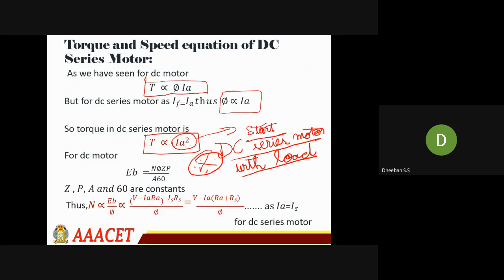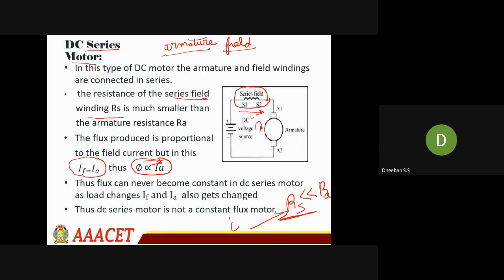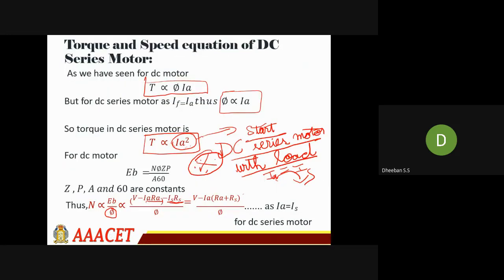Now you have to substitute your V. Here the phi terms come out. But in the previous case of a shunt motor it was a constant, so we omitted it. But now V minus IA RA minus IS RS, as this is in series. So finally you will be getting this, and your IA and IS will be equal because it is in the same loop. If you are applying KVL, it is in the same loop. So IA and IS will be equal.